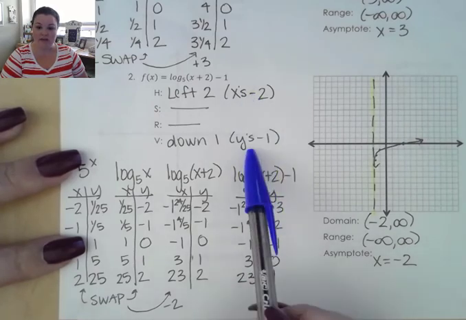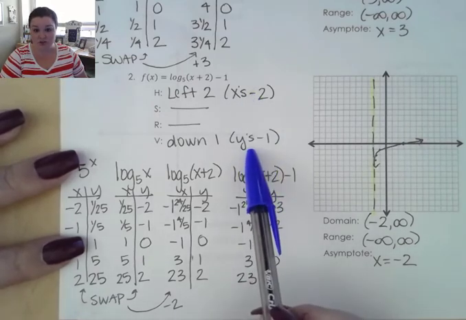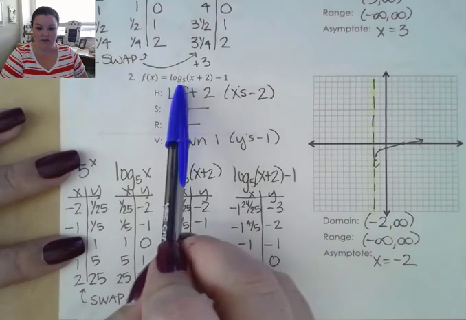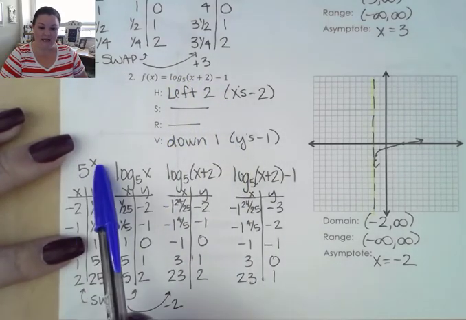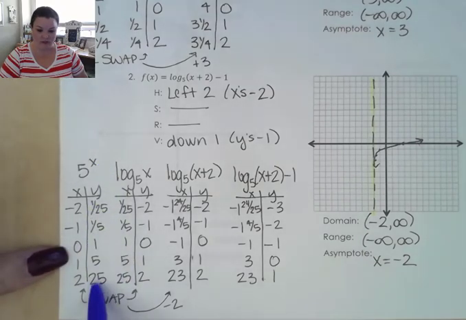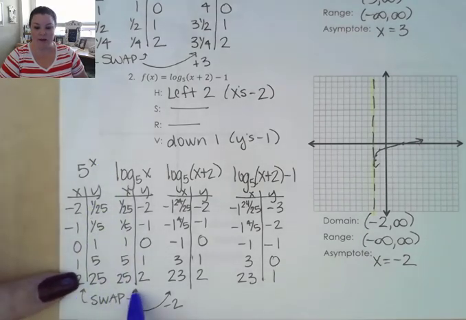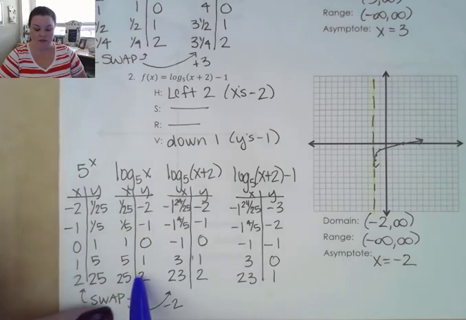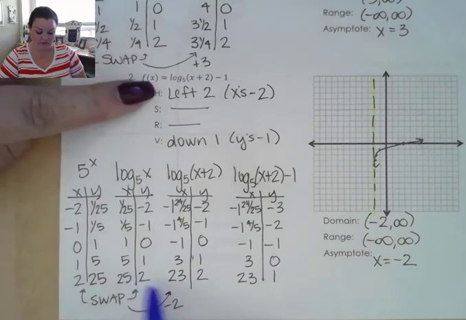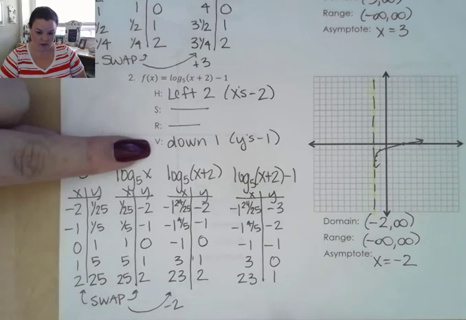But before we can do that, we have to start with our exponential parent function, which, notice this is a base 5 on our log. So we start with 5 to the x to get the exponential form. Then we swap it so that we have log base 5 of x. And then we can do our transformations. So our first one is the horizontal shift. So we subtract 2 from our x's. And then we do our vertical shift down 1. So we're going to subtract 1 from our y's.